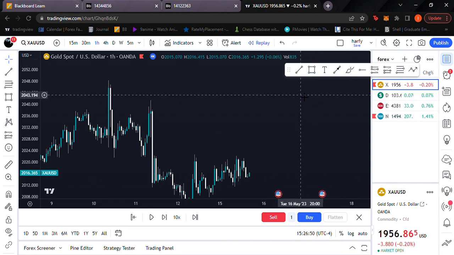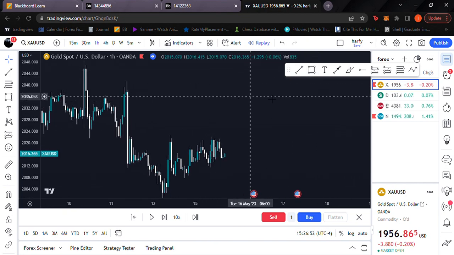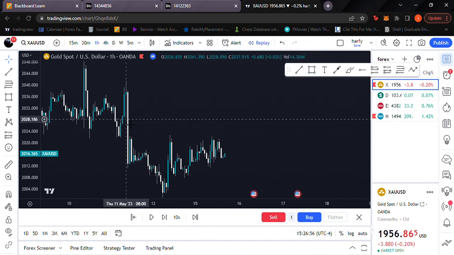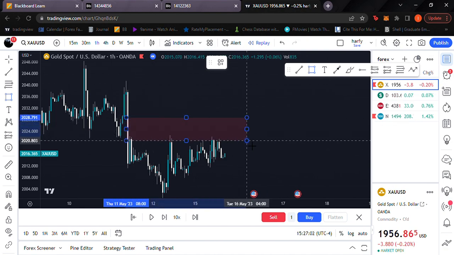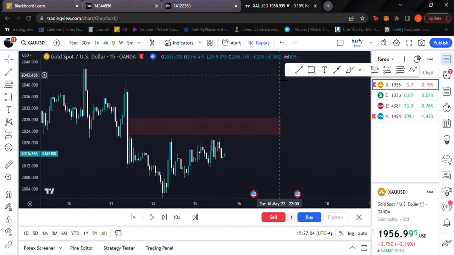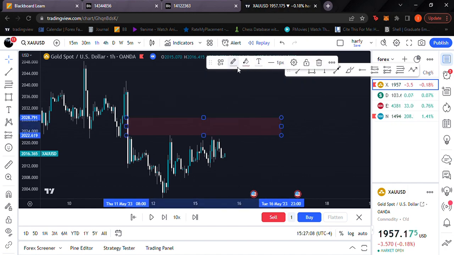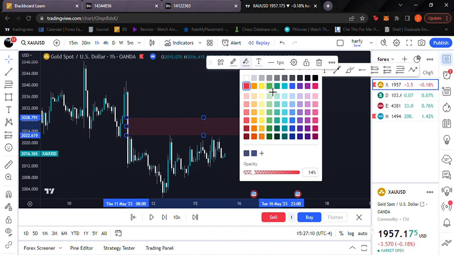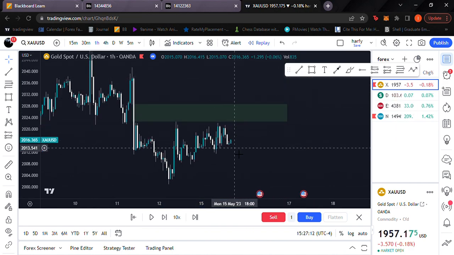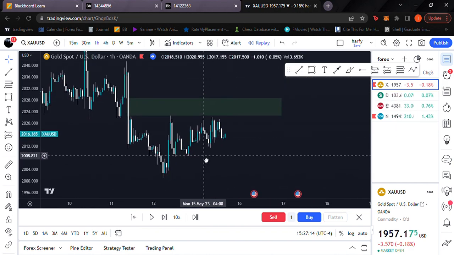A common area where liquidity also rests is imbalances, fair value gaps, places where there's no wicks in sight. And you can see here, if we draw a box here, this is an area of interest because there's no wicks here. This means that price has moved very quickly from this area for whatever reason, and price may or may not return back to this area.